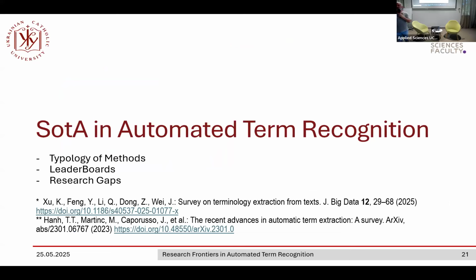So let us now look at the state of the art. So far, we just looked at why it was challenging. Let us now look at how people tried to attack the challenge. What is the state of the art in automated term recognition? I will tell you about the typology of the methods, the attempts to attack the problem. I will show you a couple of leaderboards, and I will finalize this part by identifying the list of research gaps.